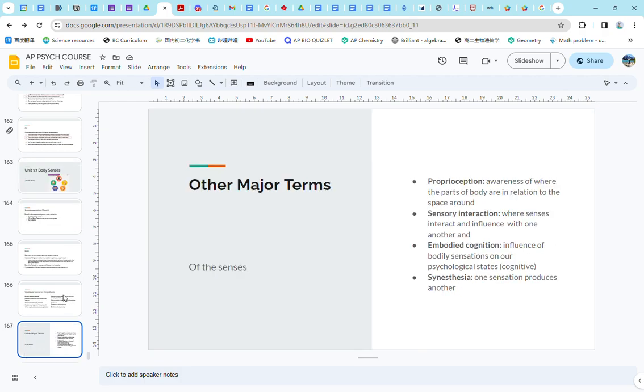Here are some other major terms. Proprioception is awareness of where the parts of your body are in relation to the space around you. Sensory interaction is where our senses interact with one another and influence each other. For example, smell plus texture plus taste equals flavor. Also, when you have a cold, your sense of taste may be affected and food could taste bland. Embodied cognition is the influence of bodily sensations on your psychological states, which is cognitive.